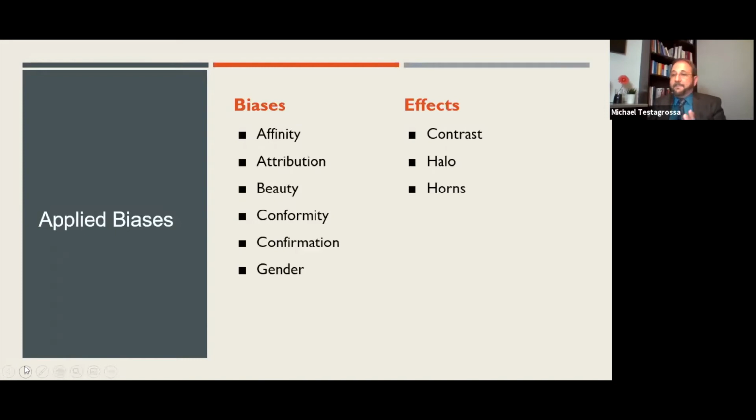We also have then the effects. We have the halo and the horns effect. So basically, kind of the halo effect is that person that can do no wrong.